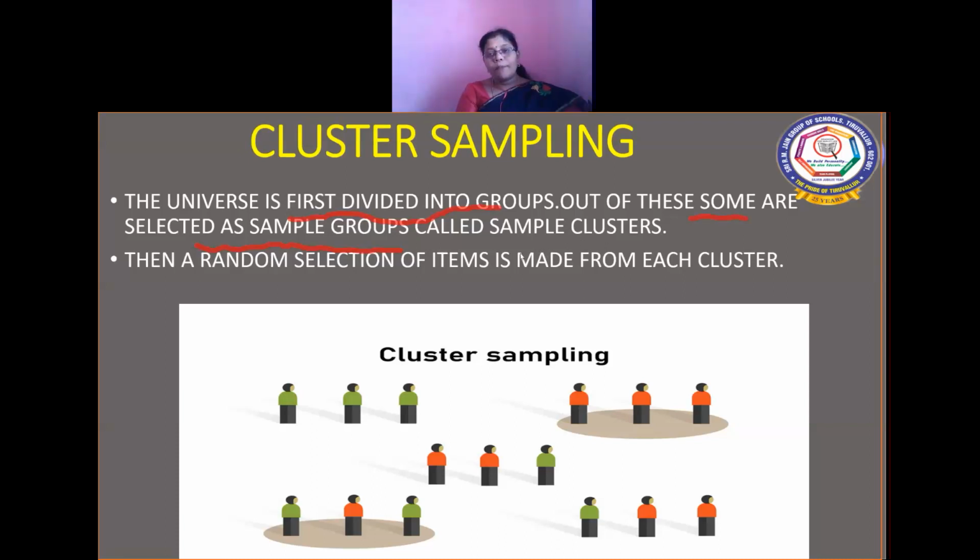Suppose we plan to divide the universe into 10 groups or clusters. Two steps are taken to draw a sample. First, out of the total number of clusters, some clusters are selected as sample clusters. Suppose two clusters are chosen as the sample, then from each of the two selected sample clusters, a random sample of items is drawn.